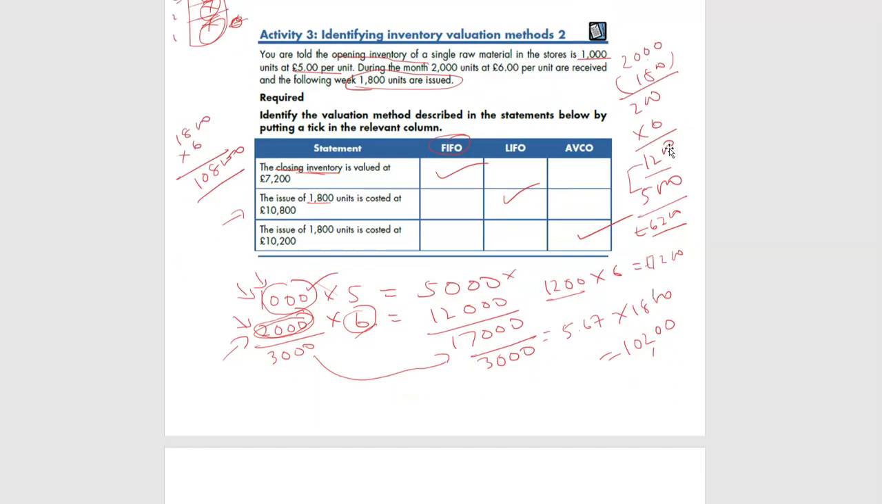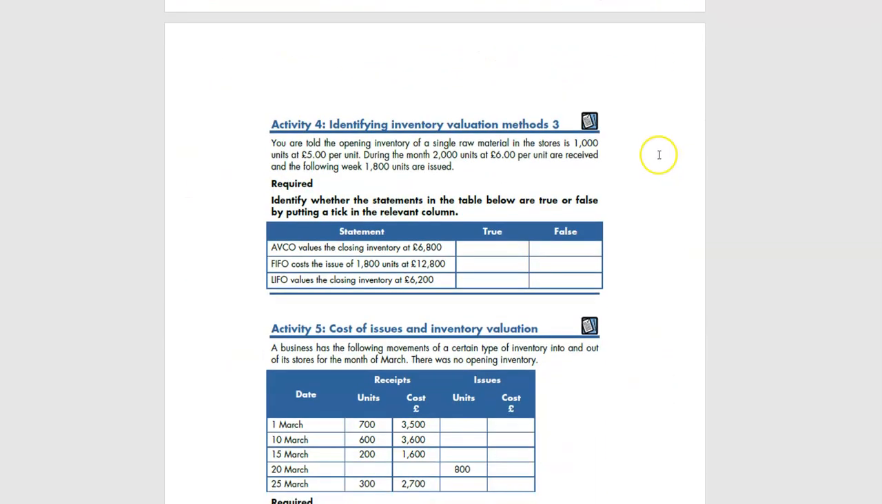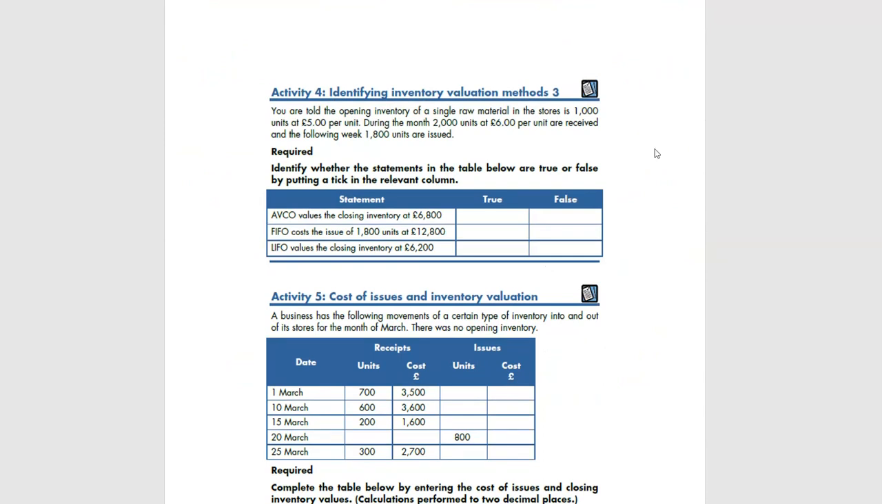Let's have a look at what we have here. In activity 4, let's read this question. Identifying inventory valuation method 3. You are told the opening inventory of a single raw material in the store is 1000 units at 5 per unit, and during the month 2000 units at 6 are received, and the following week 1800 are issued. So it's the same question we have just done, maybe the requirement will be different. Requirement: identify whether the statements in the table below are true or false by putting a tick in the relevant column. They said the AVCO closing inventory value is 6,800.